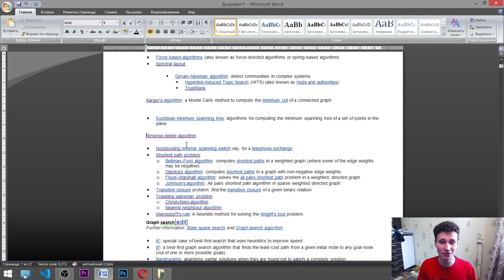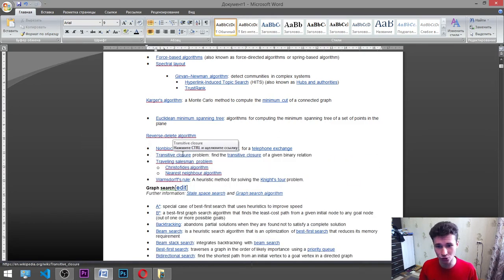Shortest path need... let's change our "I don't know" to "need to learn", because it is more positive, more affirmative, more aware. And non-blocking minimum, okay. Shortest path problem, Bellman-Ford algorithm, I know everything about it. Transitive closure, I even said it in some videos. Transitive closure, okay, need to learn. A traveling salesman problem, I know the name of it and what it is, but these algorithms need to learn.